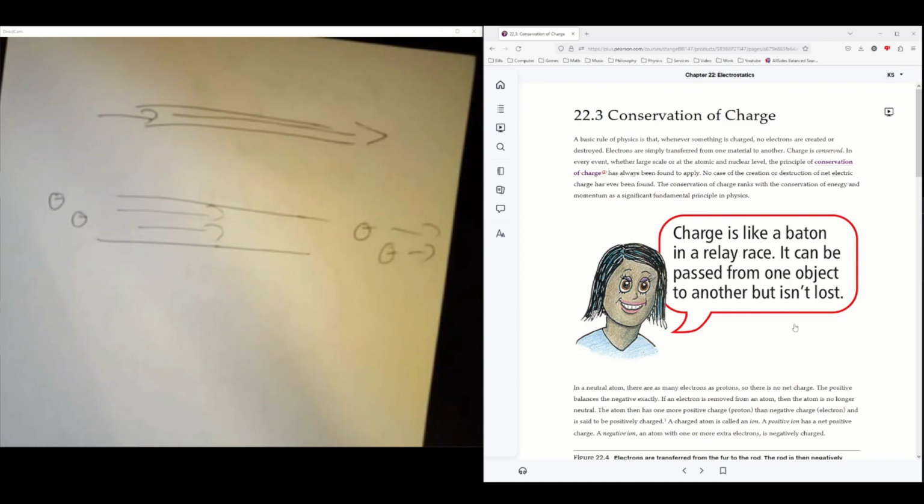Now, electrons can jump from material to material if they're close enough. But overall, that's a good statement. Charge is neither created nor destroyed. It just moves around.